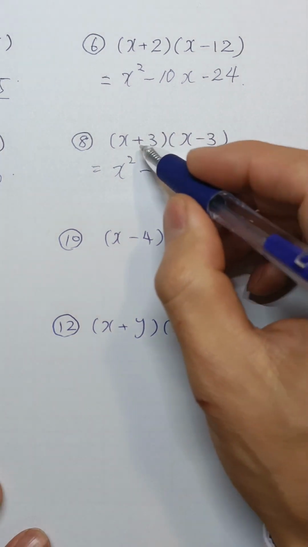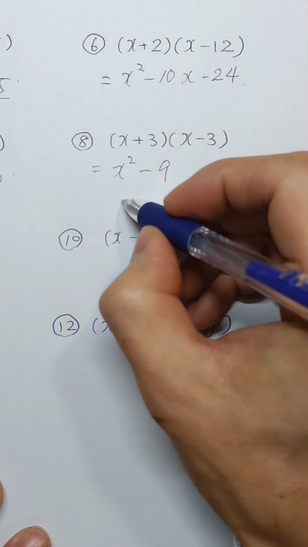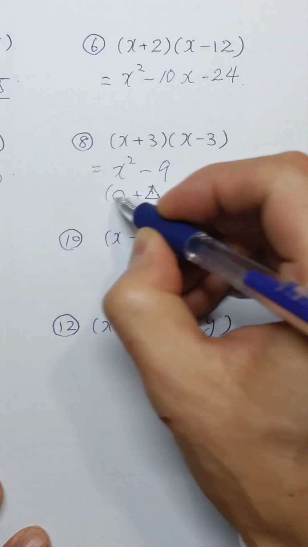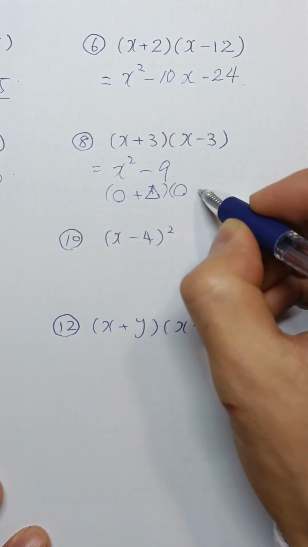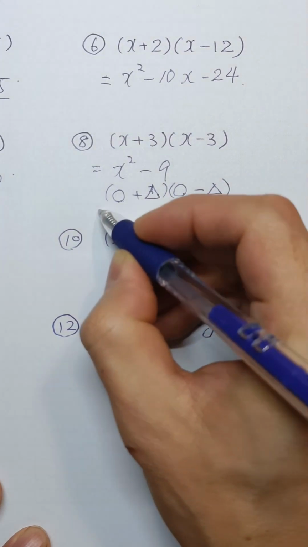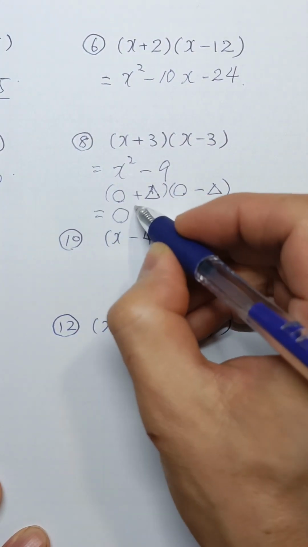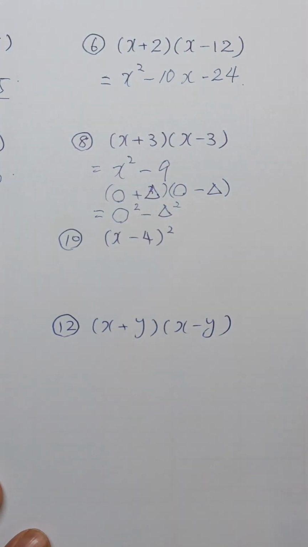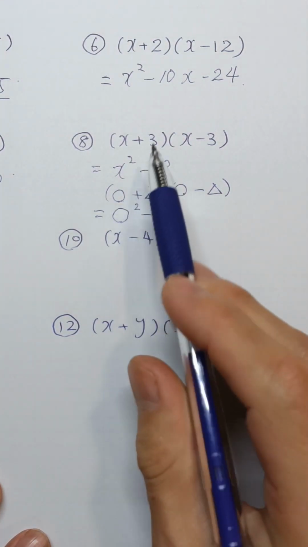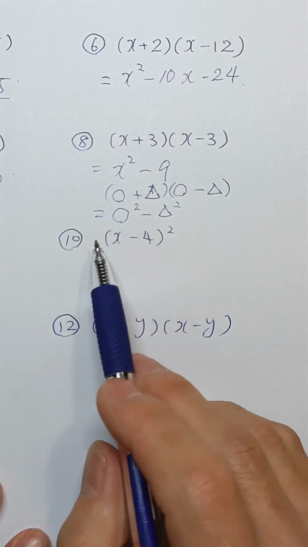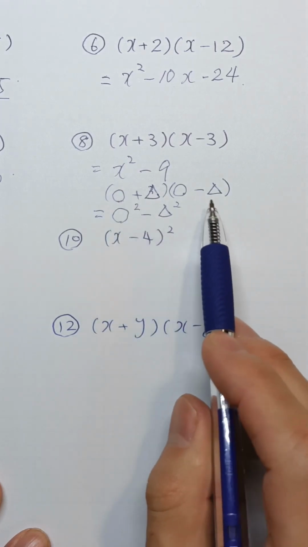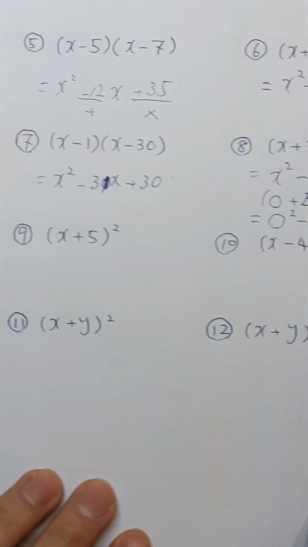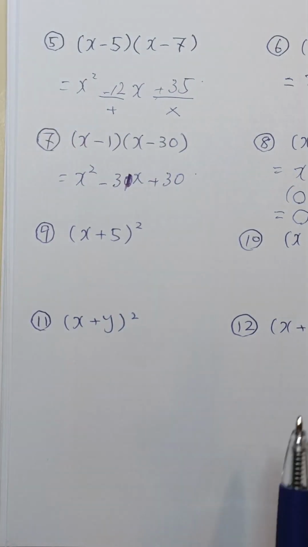So when you see this kind of thing, for example, circle plus triangle times circle take away triangle, if you expand this one, circle squared take away triangle squared. So we don't have three terms like this. We have only two terms: this squared take away this squared. Right? I will explain this one in the next video.